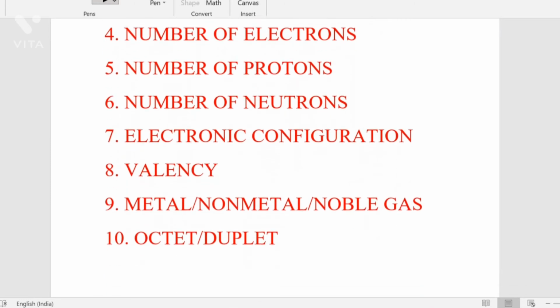What is the valency of an atom? And based on the valency, how to know whether the given element is a metal, non-metal or a noble gas, following the octet and duplet rule. So today we'll be seeing the first 5 elements of the periodic table.